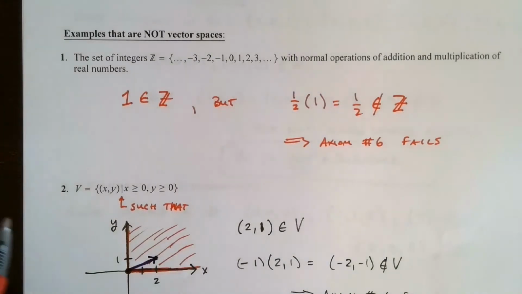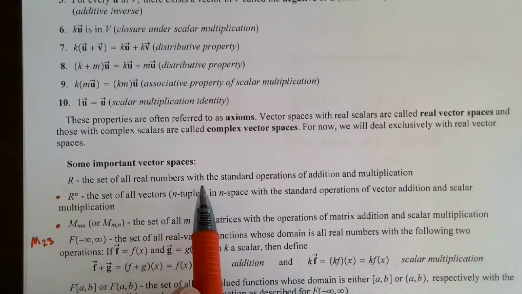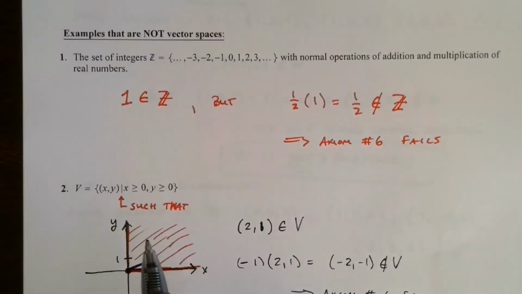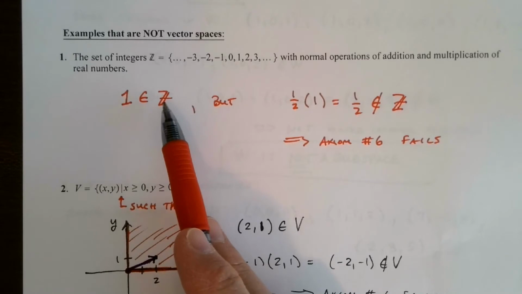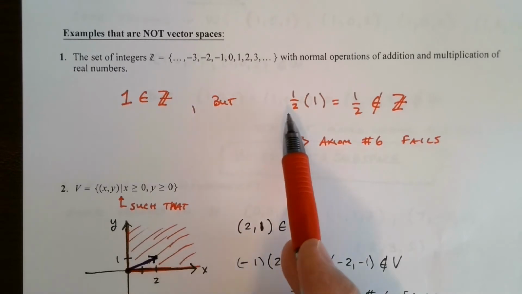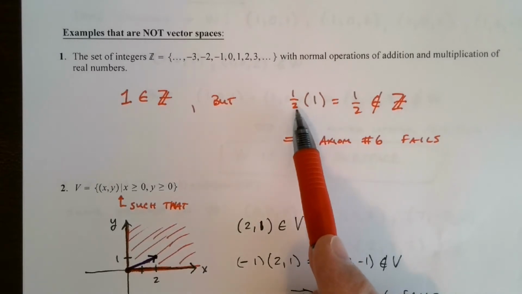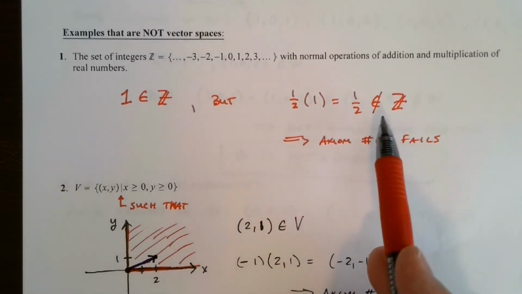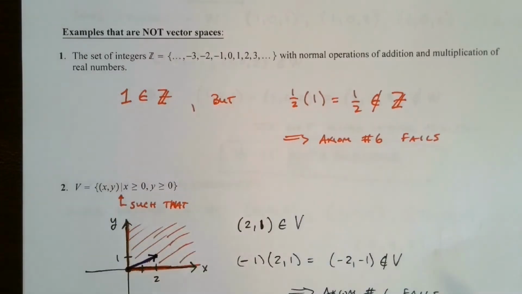Now here's some examples that are not vector spaces. You might have noticed on the list of important vector spaces that the set of all real numbers, which is really one space, is a vector space. But the set of all integers is not. And the reason is, when we do scalar multiplication, those scalars are real numbers. And so the number 1 is an element of the set of integers. We're using the letter Z here to represent the set of integers. But if I multiply, say, 1 by a half, I get a half. 1/2 is not an integer. And since 1/2 is a real number, we are not closed under scalar multiplication, and that was axiom number 6. So axiom number 6 fails, and this is not a vector space.